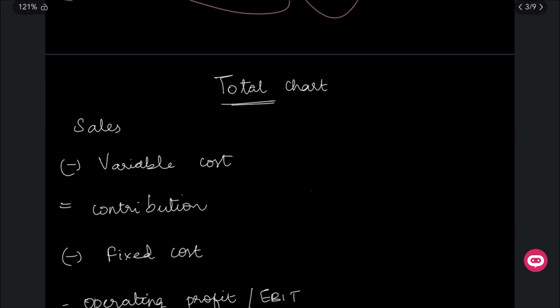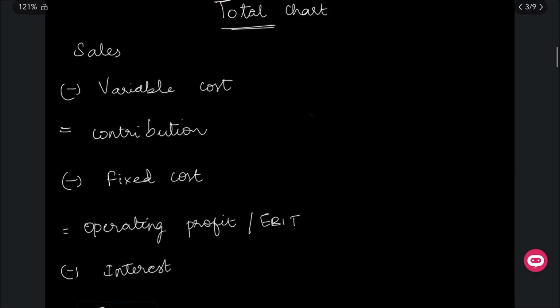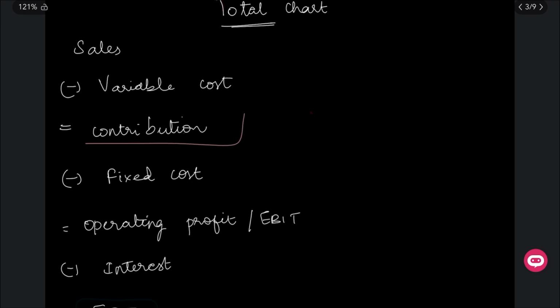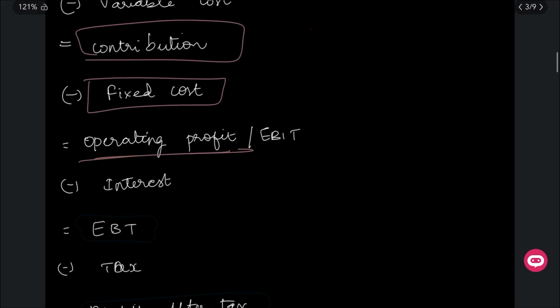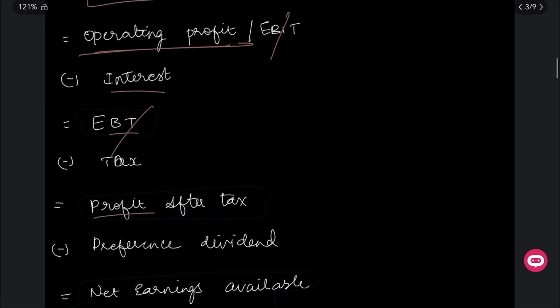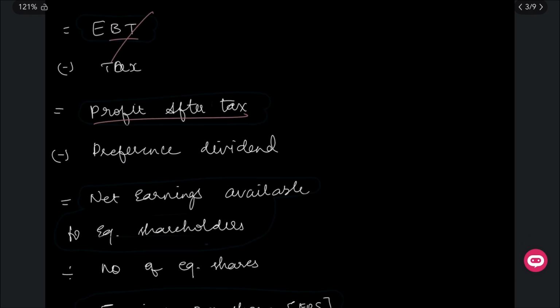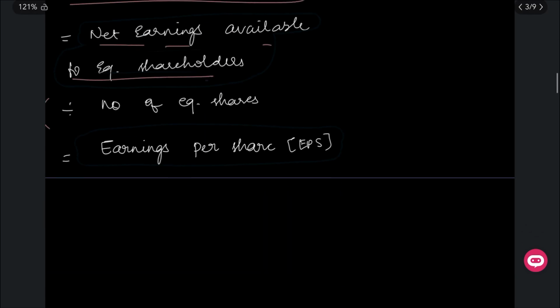Next is the total chart. It's a basic formula to calculate all the leverages, and the entire chapter is almost covered in this chart. Sales minus variable cost is equal to contribution. Contribution minus fixed cost will be your operating profit or EBIT. Minus your interest will be your EBT. Minus your tax will be your profit after tax. And if you have preference shareholders, then you subtract preference dividend so that you get net earnings available for equity shareholders, divided by number of equity shares will be your earnings per share.